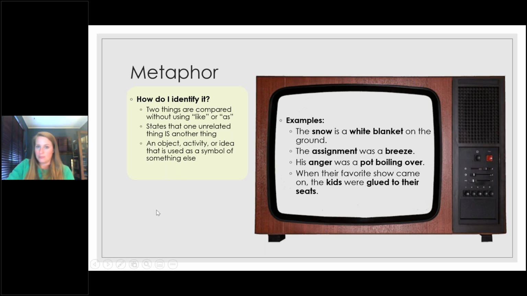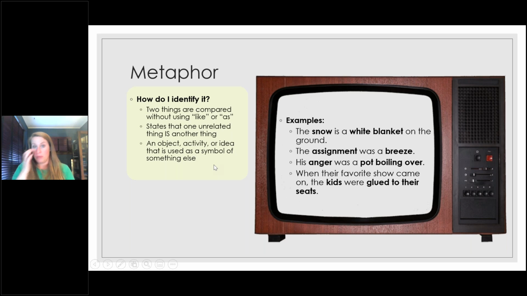And lastly, we have an example of when their favorite show came on, the kids were glued to their seats. So hopefully the kids weren't actually glued to their seats, but again, we're using the kids being glued to their seats as a symbol for how much they liked this show. So if they were enjoying it so much, they were going to be glued to their seats. They weren't going to move at all because they were having such a good time.